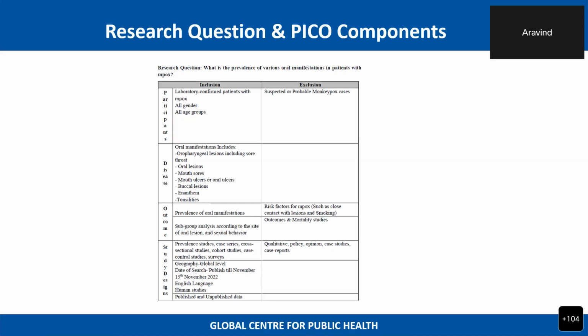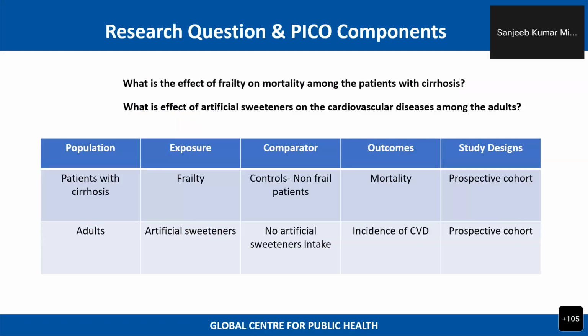Okay, sir. Okay. So moving on, we are going into the analytical studies. Taking the same example, what is the effect of frailty on mortality among patients with cirrhosis? Here our population studied is cirrhotic patients, and our exposure is frailty, patients with frailty. And the comparator group is patients who did not have frailty. Those are the ones who will be taken as comparator in this. And what is the outcome in our case? We are studying the effect on mortality. So that will be our outcome, mortality or fatality. And finally, the study design. We will be taking only the prospective cohort studies.